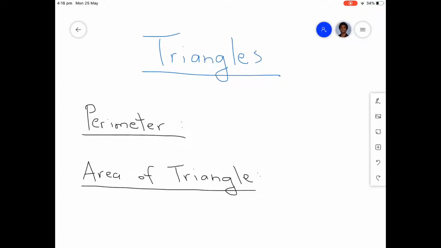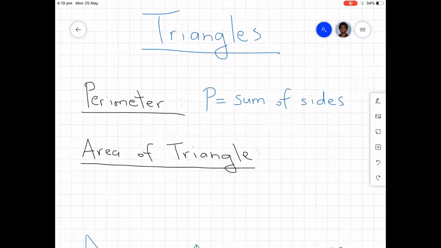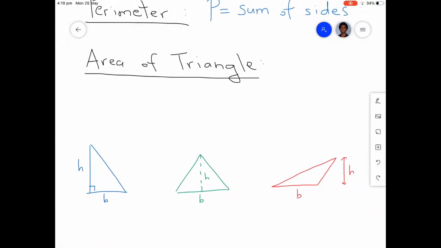Now for the perimeter of a triangle, there is no specific formula, but just like when we calculate the perimeter of any other shape, all we need to do is add up the sides. So very simply, the perimeter of a triangle just equals the sum of all three sides. Now the formula for the area of a triangle might be a little bit trickier, but I'm going to show you an easy way to remember it.